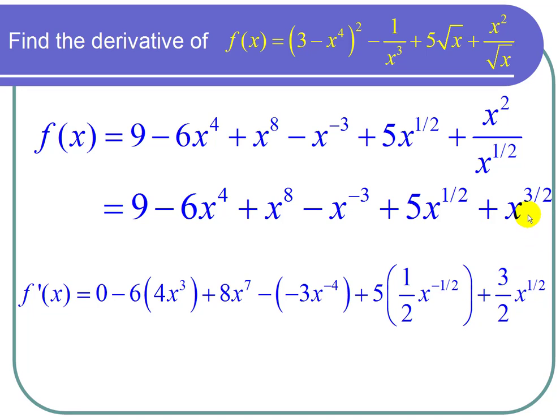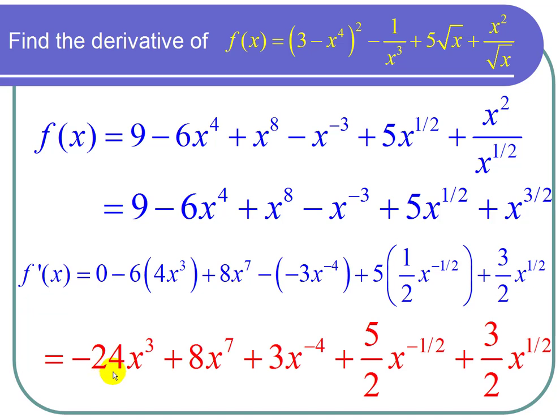And my final answer is negative 24x cubed plus 8x to the 7th plus 3x to the negative 4th plus 5 halves x to the negative 1/2 plus 3 halves x to the 1/2. And I'm done with the problem.